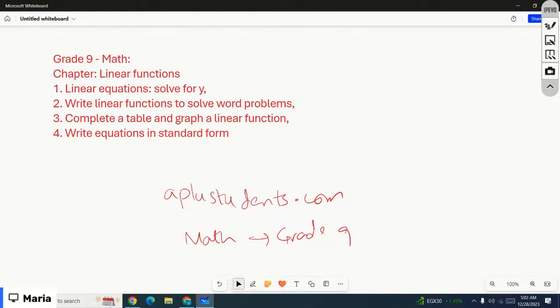We're going to start with the chapter linear functions, and the lessons we're going to cover today are linear equations solve for y, write linear functions to solve word problems, complete a table and graph a linear function, then write an equation in standard form. So let's start with the first lesson, that is linear equations solve for y.